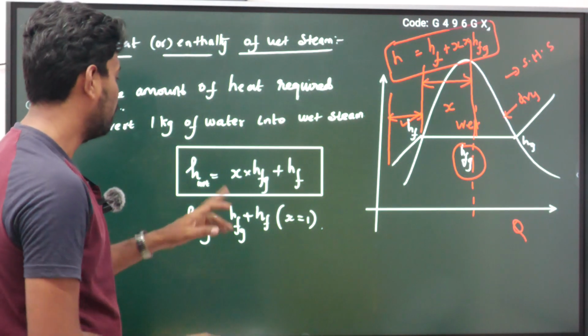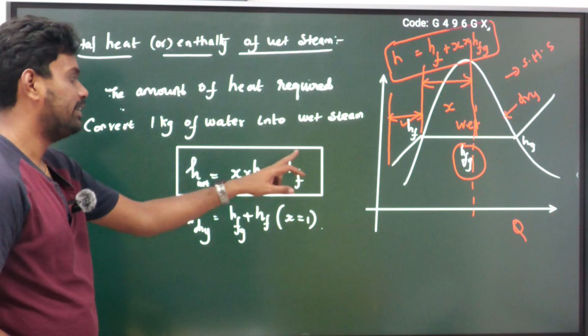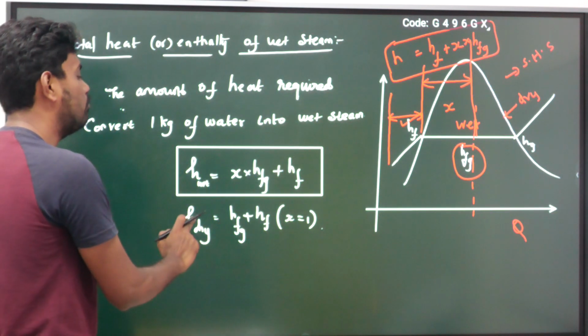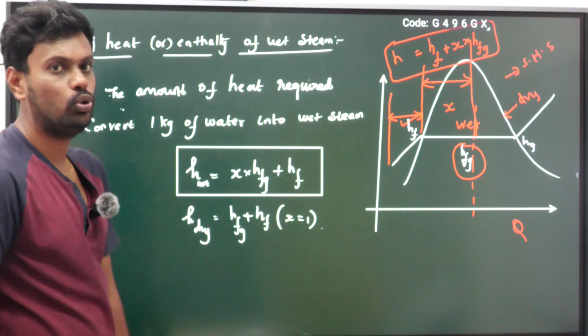So what is the formula? h is equal to hf plus x into hfg. This is to convert the water into wet steam. And the dry steam formula, this formula is important, please do remember.